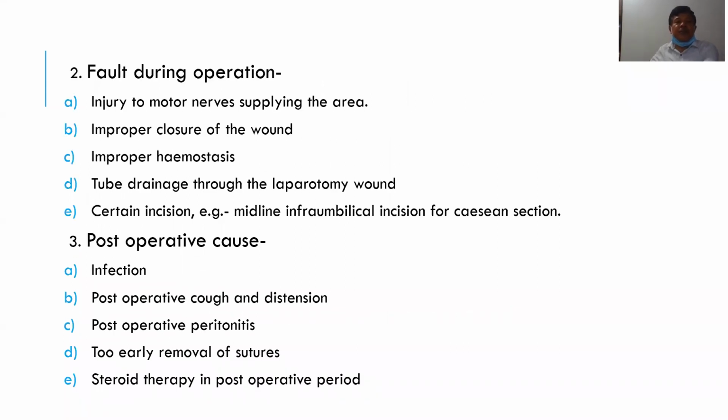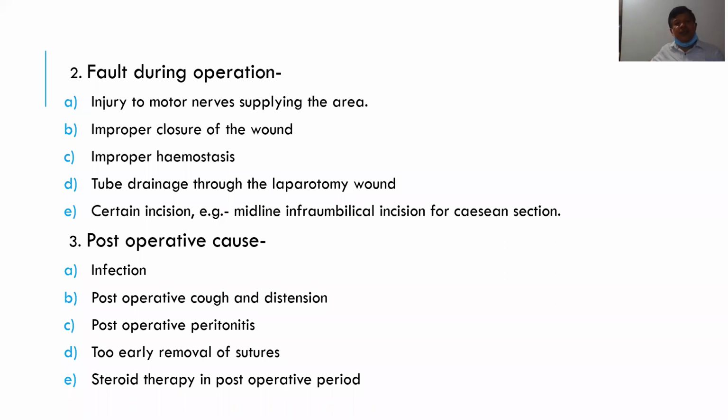Then faults during operations, which I have already discussed in recurrent hernia. Here it may occur as a result of injury to the motor nerve supply, or improper closure of the wound. If the peritoneum, the transverse muscle, and the internal or external oblique muscles are not closed systematically, or not closed properly with proper margins, then again in the postoperative period there may be a gap.